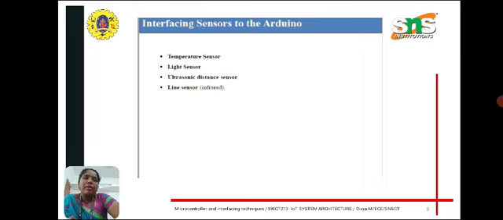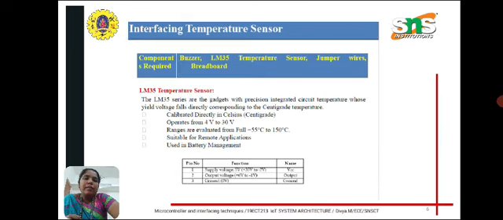We are interfacing sensors to the Arduino board. We have different types of sensors: a temperature sensor, light sensor, ultrasonic sensor, and line sensor. These are the sensors that we have to interface to the Arduino. We are going to see interfacing a temperature sensor. The LM35 is a temperature sensor, and the components required are jumper wires and a breadboard.